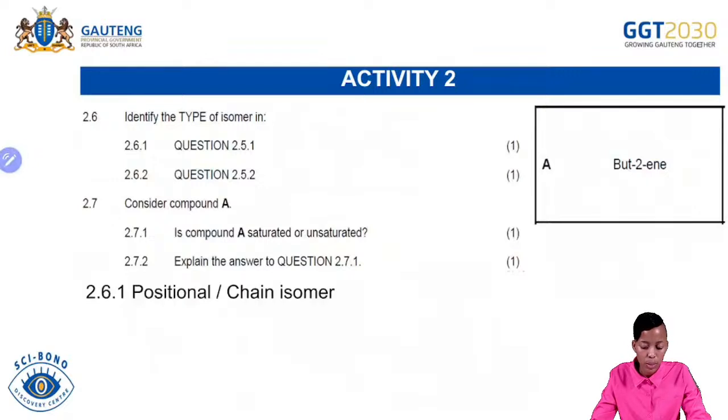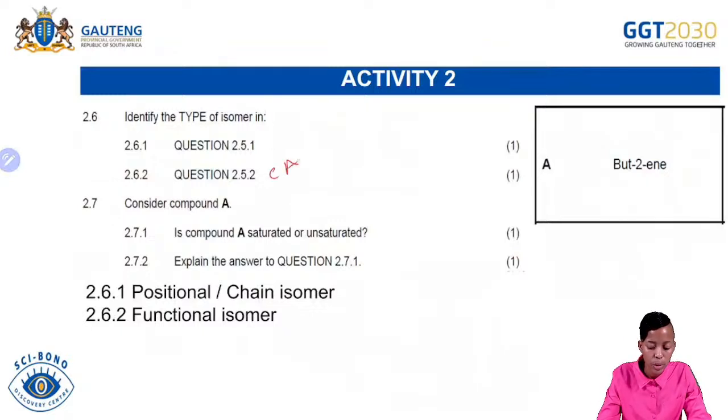Okay, the next one, identify the type of isomer in 2.6.1. We spoke about that one. We said it is going to be either a positional isomer or a chain isomer. And then the one for 2.6.2, we also spoke about that one. We said for that one, we used the CAKE. We were given a carboxylic acid, so we had to draw esters. So therefore, that type of isomer would be represented by a functional isomer.